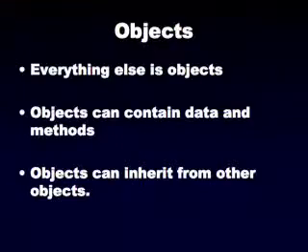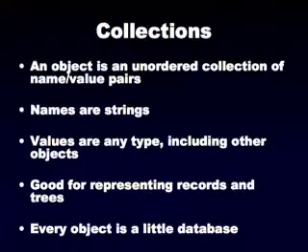So we said everything else in the language is objects. And objects can contain data and methods, and objects can inherit from other objects. So objects in this language are collections. An object is an unordered collection of name-value pairs where the names are strings and the values are any type, including other objects. It's very good for representing records and trees. You can think of every object as being a little database.